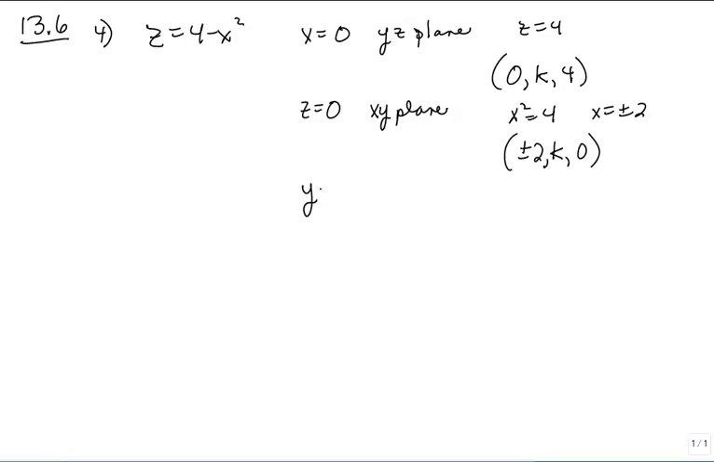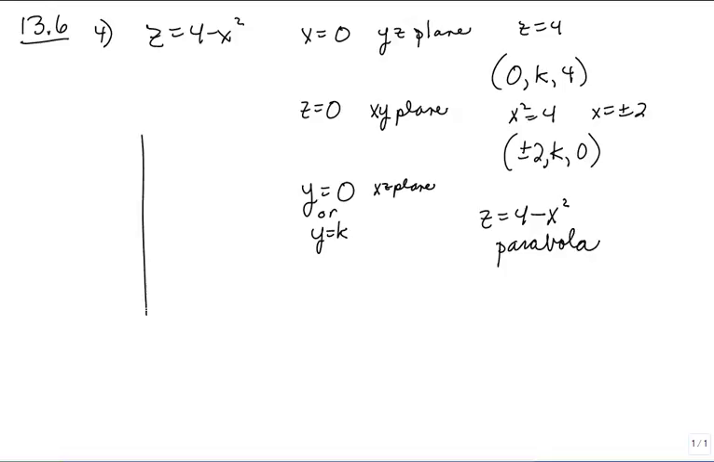And finally, y equals 0, or y can be anything. Okay, so this is the xz plane, or parallel to it. We get z equal 4 minus x squared, which is a parabola, upside down. So we get this line.